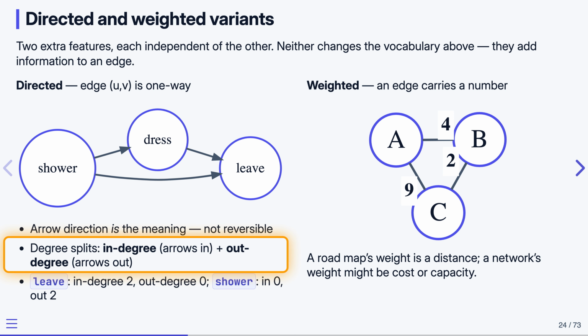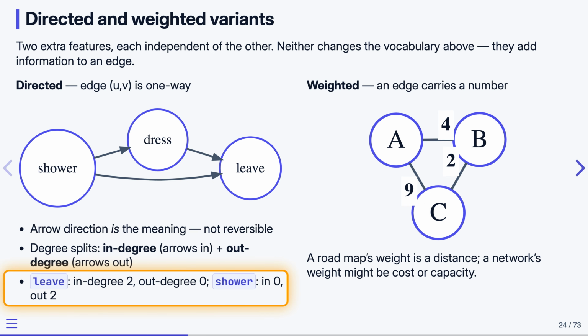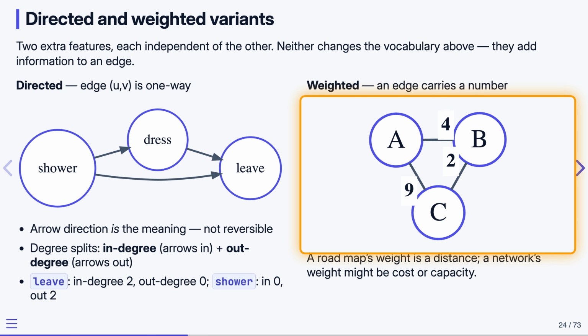Degree also splits in 2. In degree counts the arrows coming in. Out degree counts the arrows going out. For example, leave has in degree 2 and out degree 0, and shower has in degree 0 and out degree 2. The right figure is weighted. Each edge carries a number. A road map's weight is a distance. A network's weight might be a cost or a capacity.